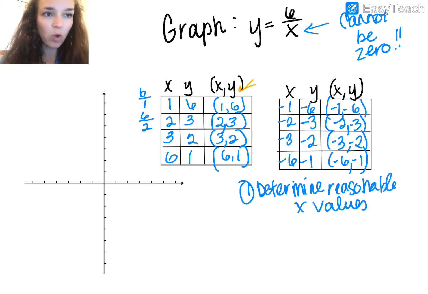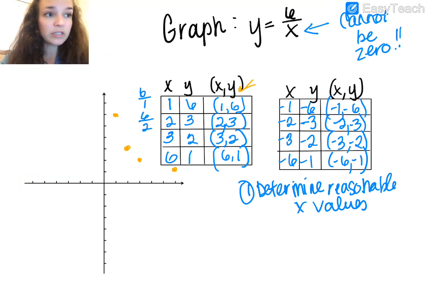Okay, so we're going to go 1, which is our x value. So remember that means right 1, up 6: 1, 2, 3, 4, 5, 6. So here's our first point. Then we've got 2 up 3. So that point's going to be about right there. 3 up 2. That point's going to be about right there. And then 6 up 1. So that point is going to be about right there.